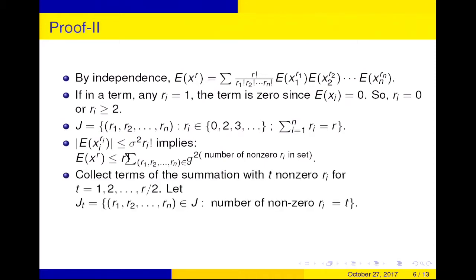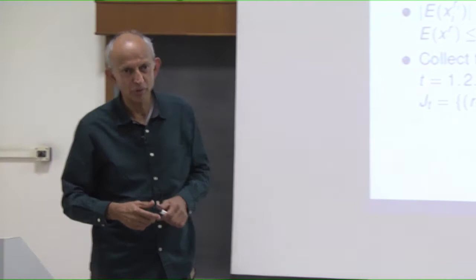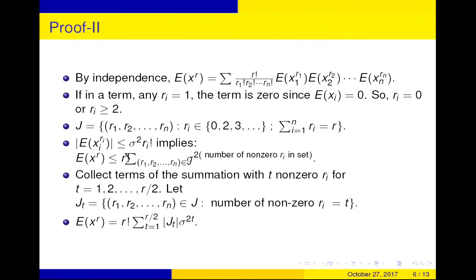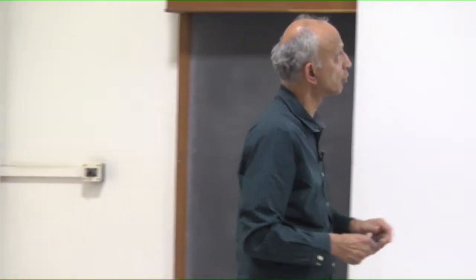So collect terms which have t non-zeros, because they have the same power of sigma, and call them this. This is the set of n tuples that have t non-zeros. This is now combinatorics. And then you get the expected value of X to the R is this. This is what I'm trying to bound. Everything with t non-zeros contributes sigma to the 2t, right? And there's an R factorial a little outside. So we have to do all that. Again, as I said, this lecture will be technical. I think there are maybe 2 more slides.